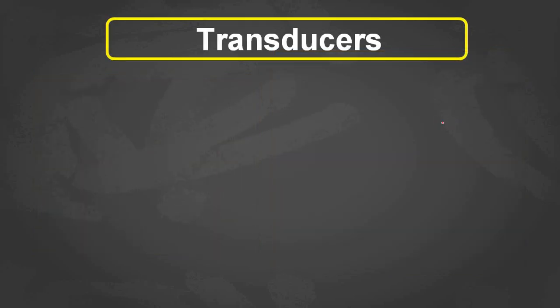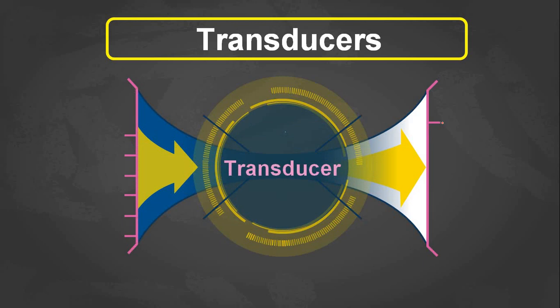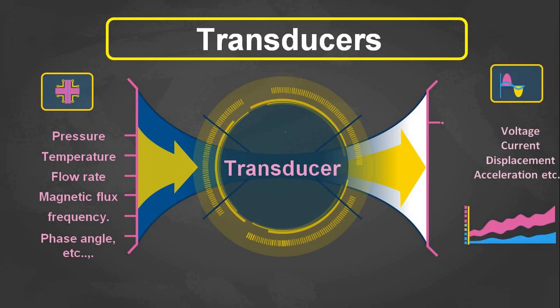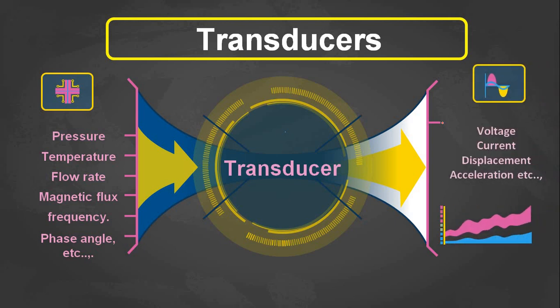The transducer is defined as a device which converts an energy signal or information from one form to another form. It might be from pressure to displacement, from variations in temperature to variations in the liquid column level, or from flow rate to another displacement. Likewise, a transducer is a device which converts an energy signal or information from one form to another form.